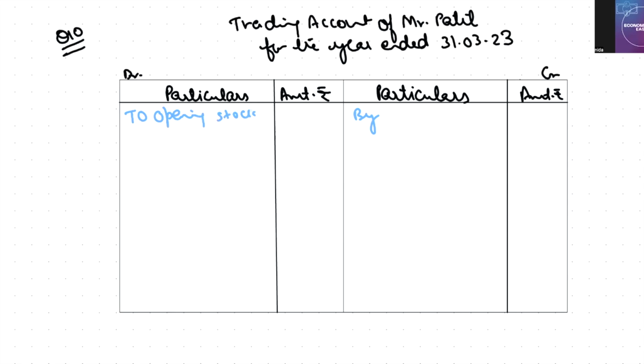So opening stock is 6,500, right? Yes, in the question. Now returns दोनों में है. It means in a column में हम लिखेंगे purchases less returns, and sales less returns.